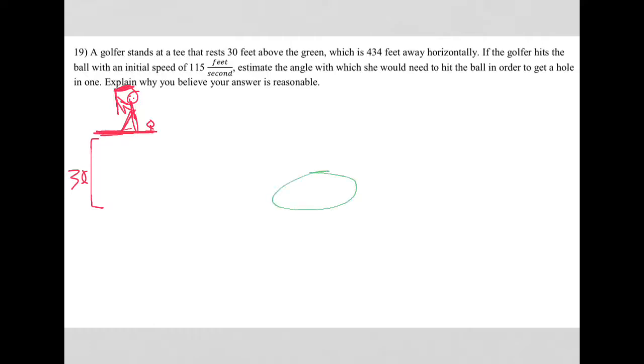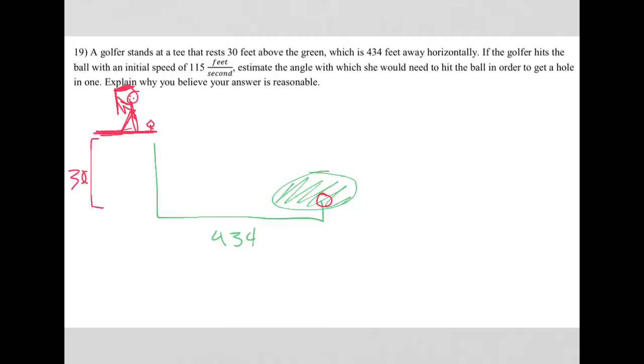Let's put the green over there somewhere. And what does it say? Well, it says the green is 434 feet away. So we know that's 434 feet. And we know we're 30 feet up. If the golfer hits the ball with an initial speed of 115 feet per second, estimate the angle with which she would need to hit the ball in order to get a hole in one. So I guess I goofed this up, but let's assume that that hole is 434 feet away.